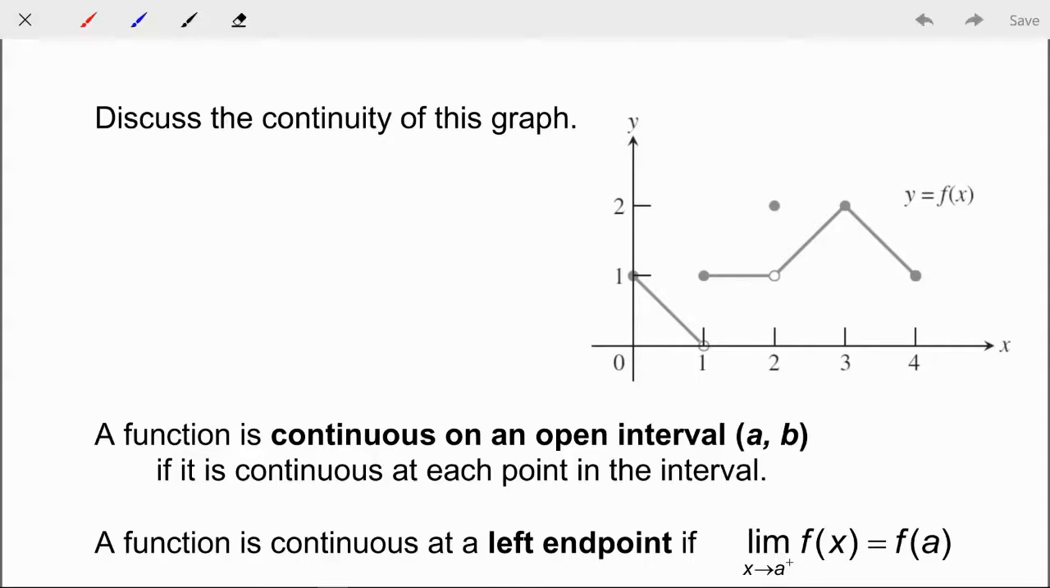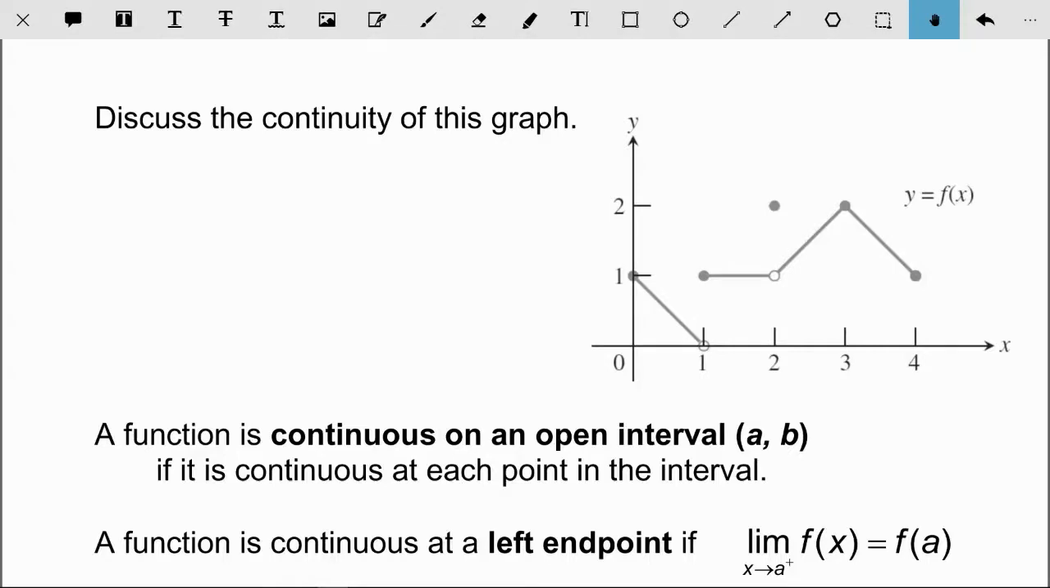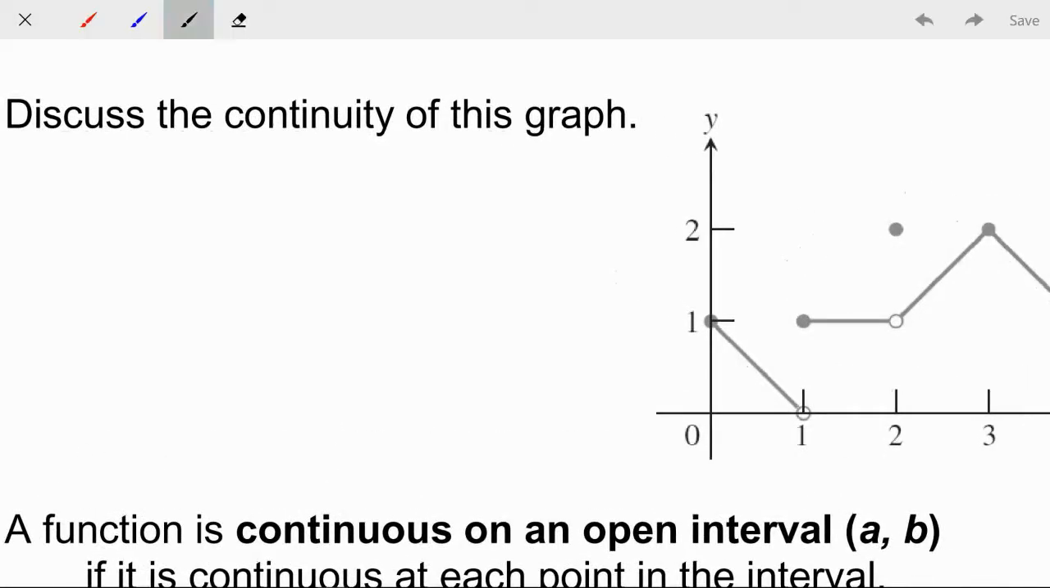Okay, so now that you've had a chance to look through this, when it says discuss the continuity, what I really want to talk about is on what intervals this graph is continuous. It's pretty obvious between 0 and 1 that this is a continuous function. Where this gets a little tricky, and I did this without telling you first because I wanted you to think about it, is: is the function continuous at 0? And the answer is yes, it actually is. So our first interval where this function would be continuous would be from 0 to 1.